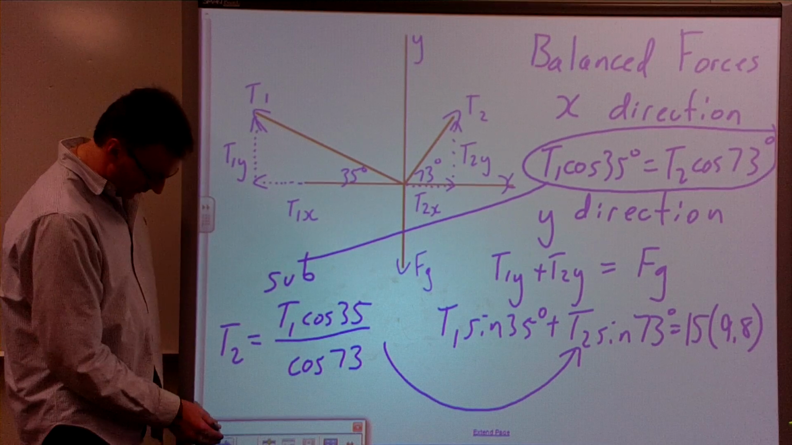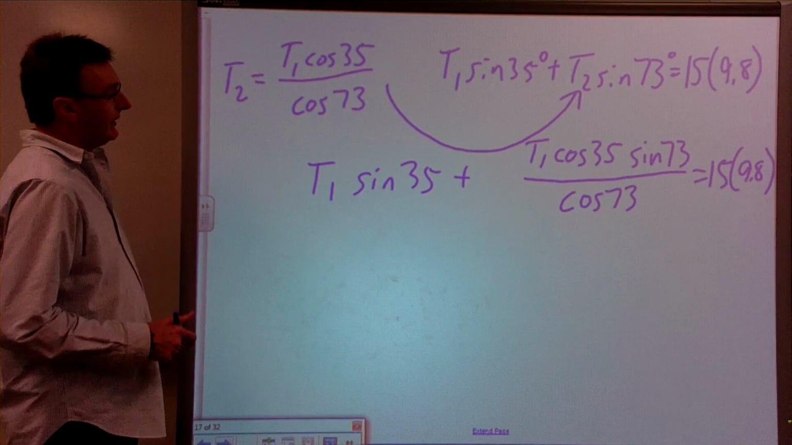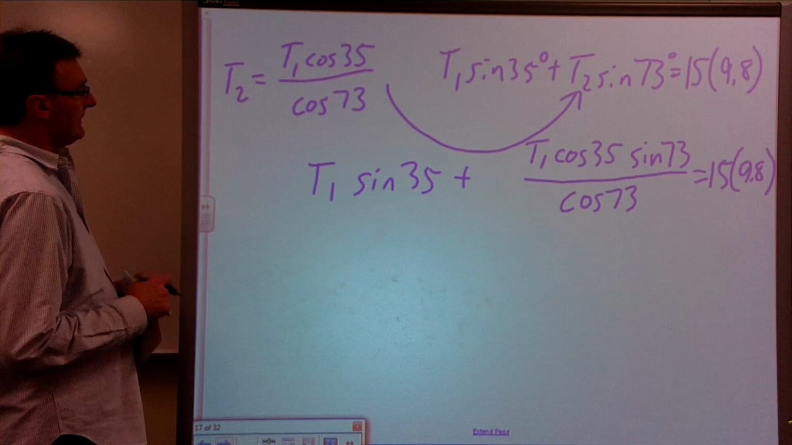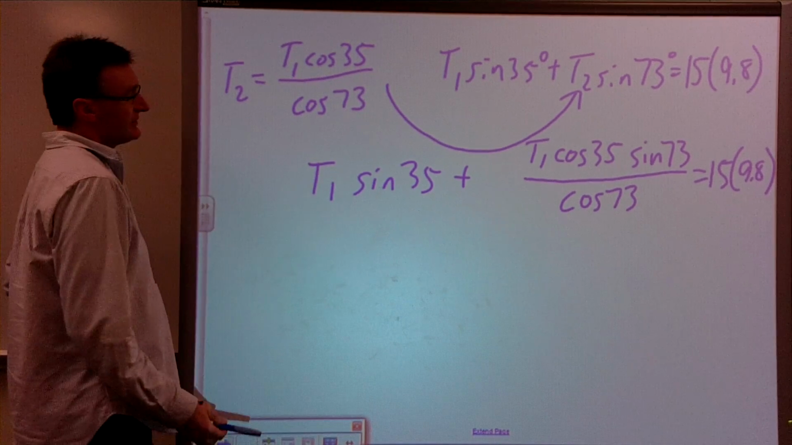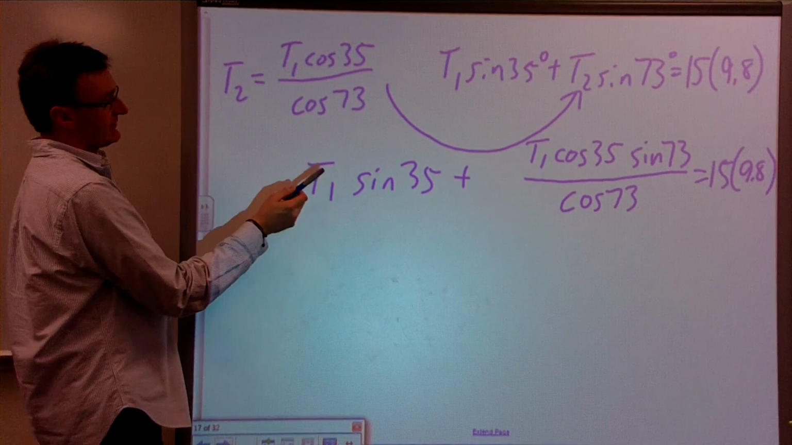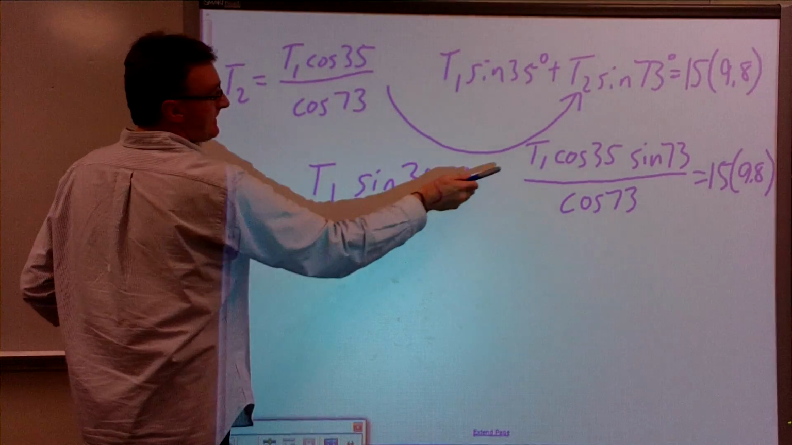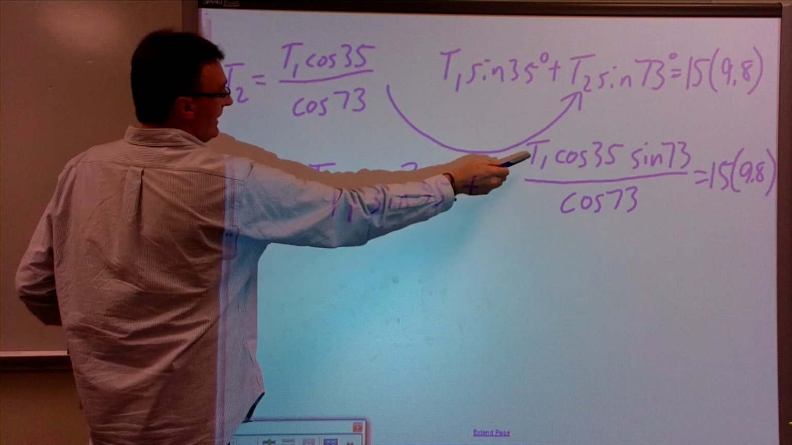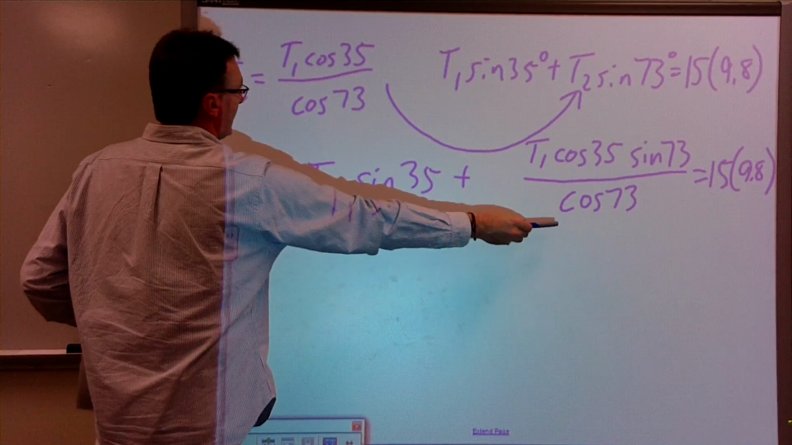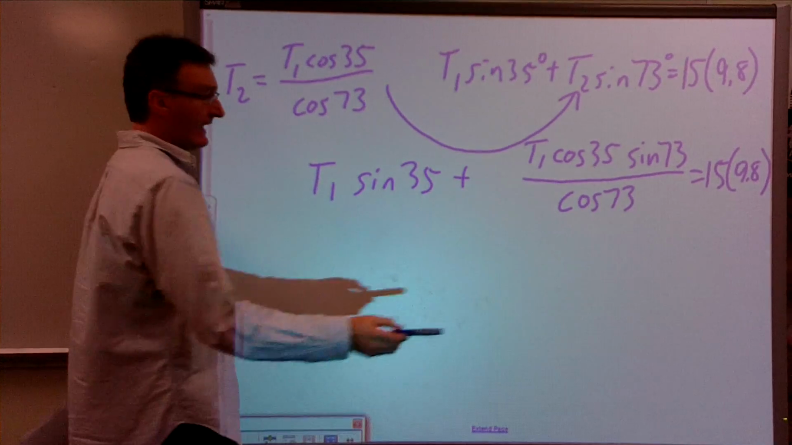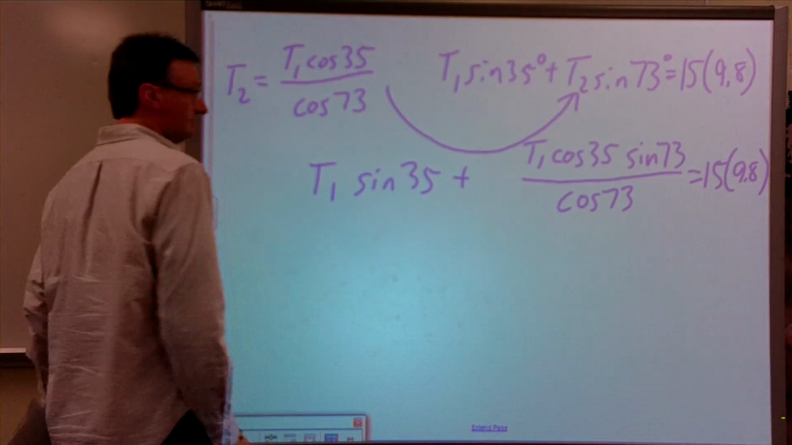So let's work this through. Let's work this through with the algebra here. So we'll substitute T2 in for that equation over there. So then our equation now looks like this. T1 sine 35 plus T1 cos 35 sine 73 divided by cos 73 has to equal 15g.